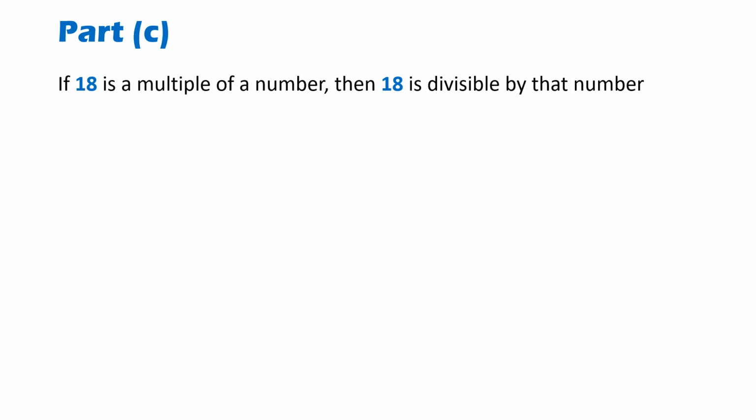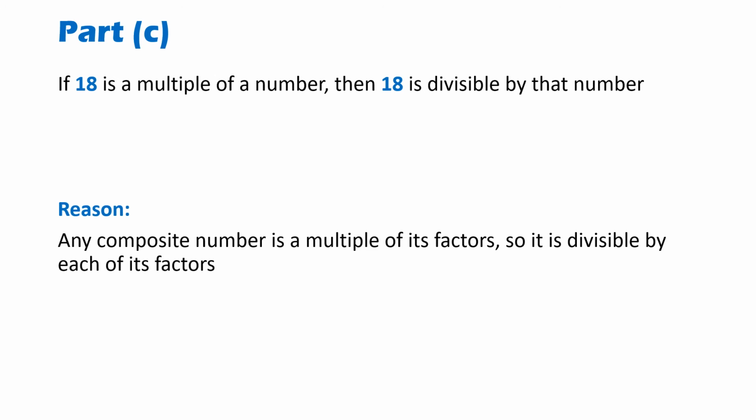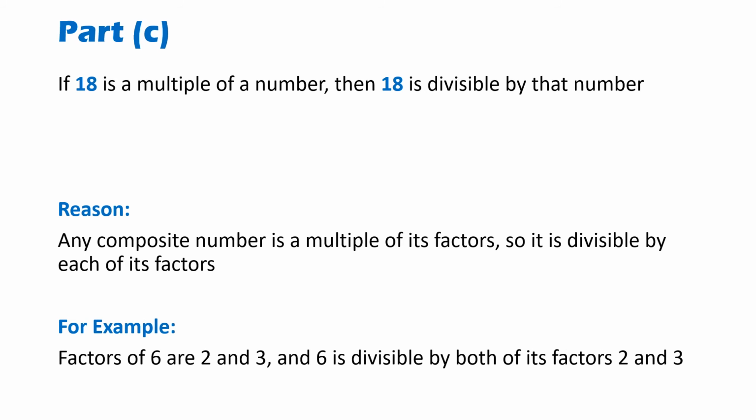Part C. If 18 is a multiple of a number, then 18 is divisible by that number. Any composite number is a multiple of its factors, so it is divisible by each of its factors. For example, factors of 6 are 2 and 3, and 6 is divisible by both of its factors 2 and 3. Therefore, the given statement is true.